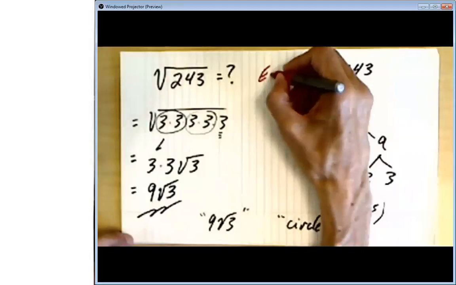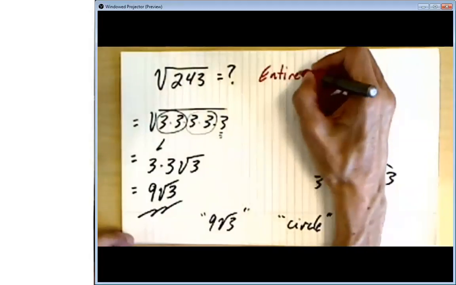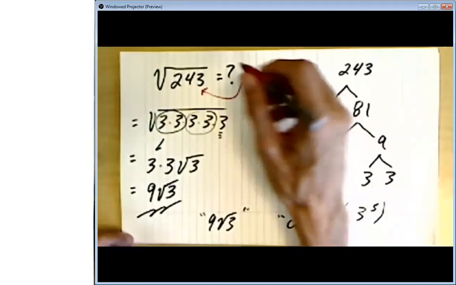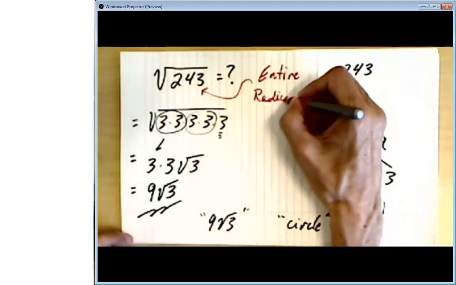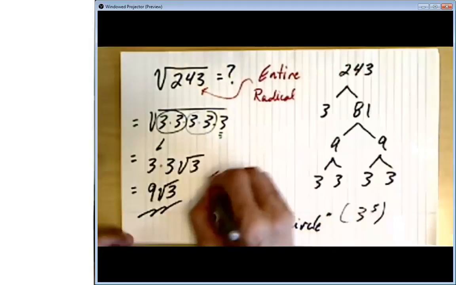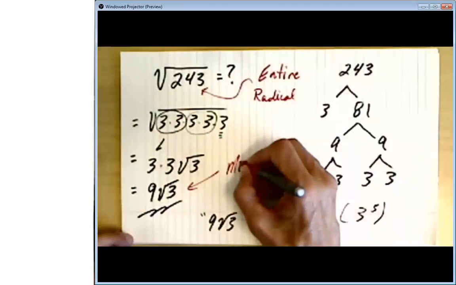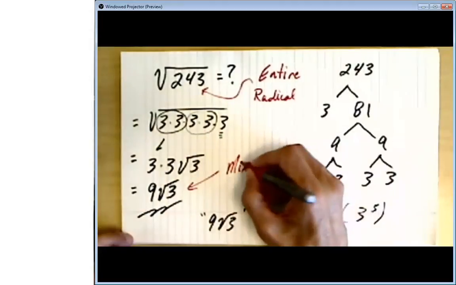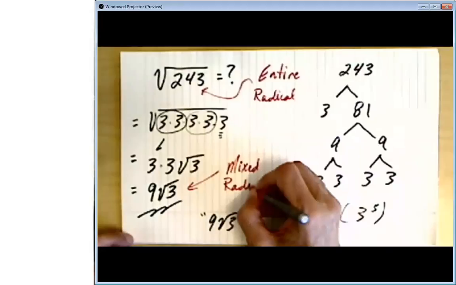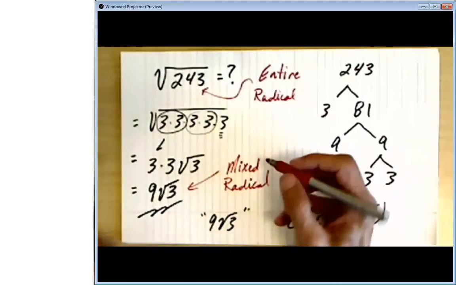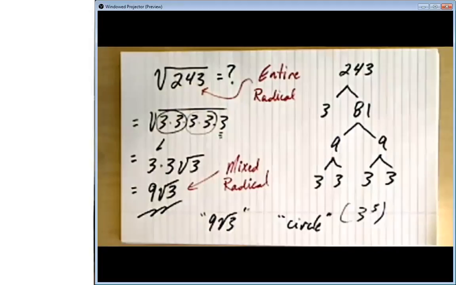As a reminder, this version here at the top, this is called an entire radical because the whole thing's on the inside. And this thing is called a mixed radical. Okay, so don't forget those words just in case, right? Won't be on this quiz. This topic won't be, but in life, yeah.